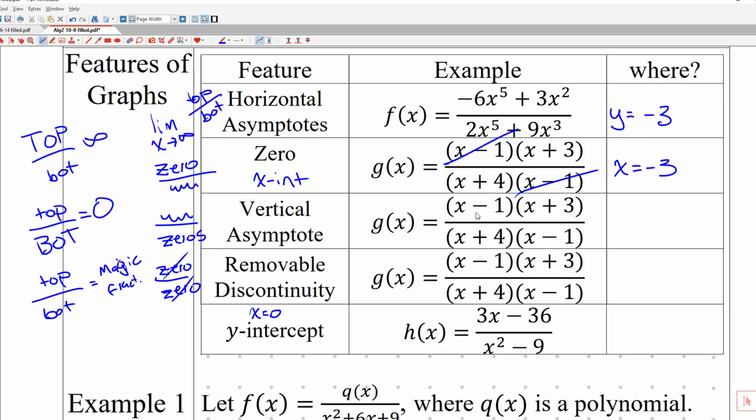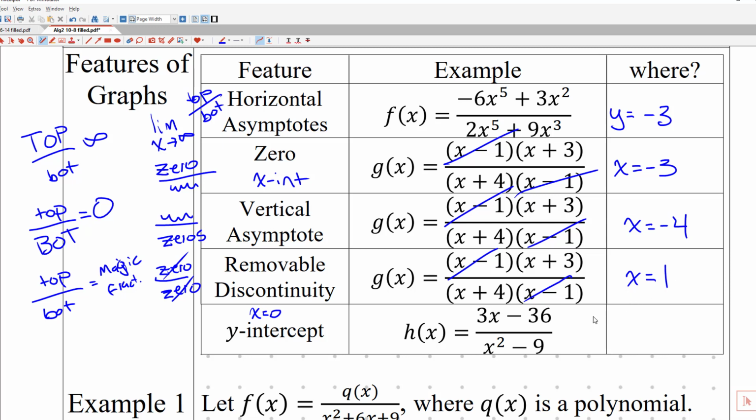So vertical asymptote, that's where the bottom is 0. Again, the x minus 1 and x minus 1 cancel each other out. So this x plus 4 needs to be set equal to 0, and that happens at x is equal to -4. And again, the removable discontinuity is the thing that I've been crossing off this entire time. So set this x minus 1 equal to 0, and that happens at x is equal to 1.